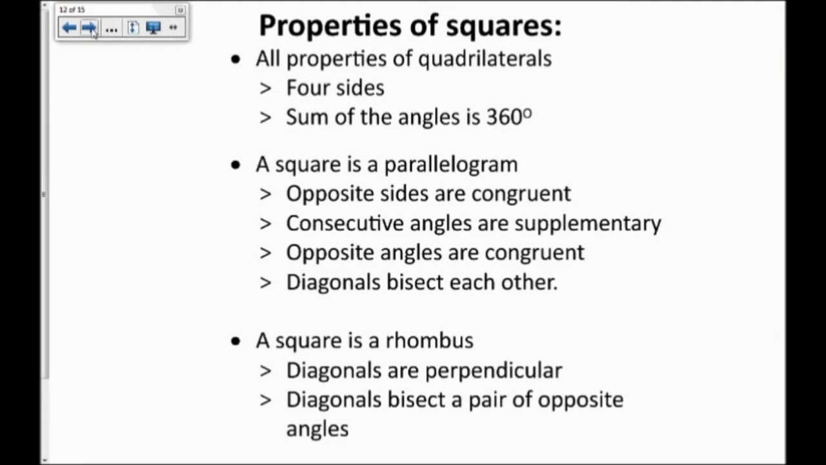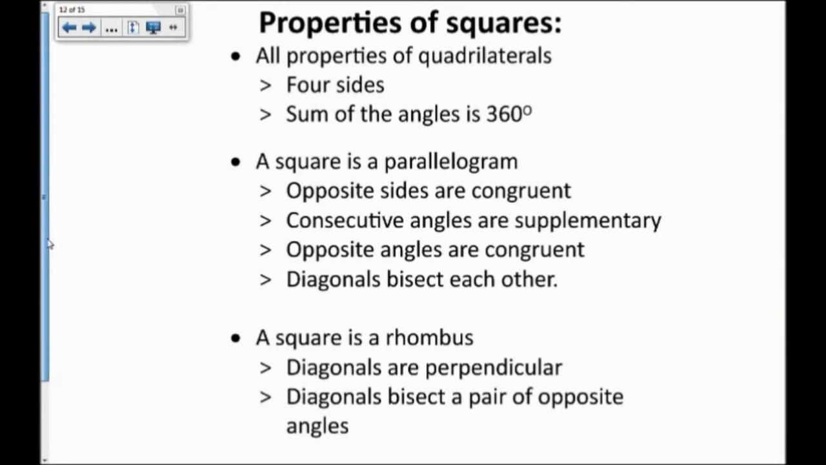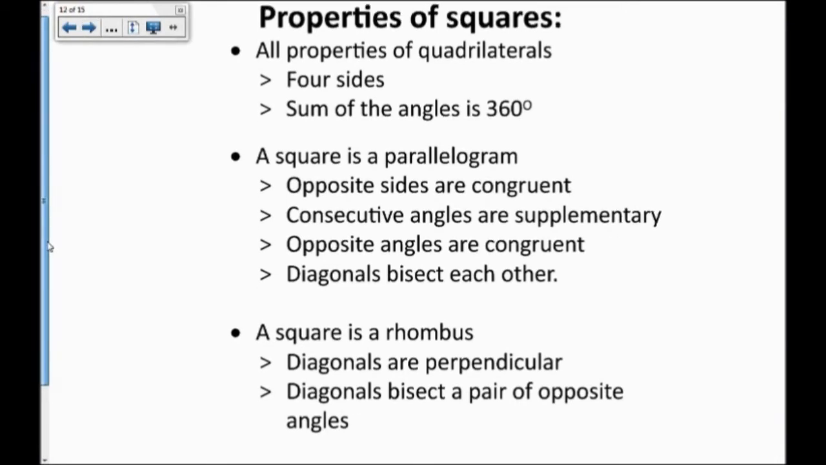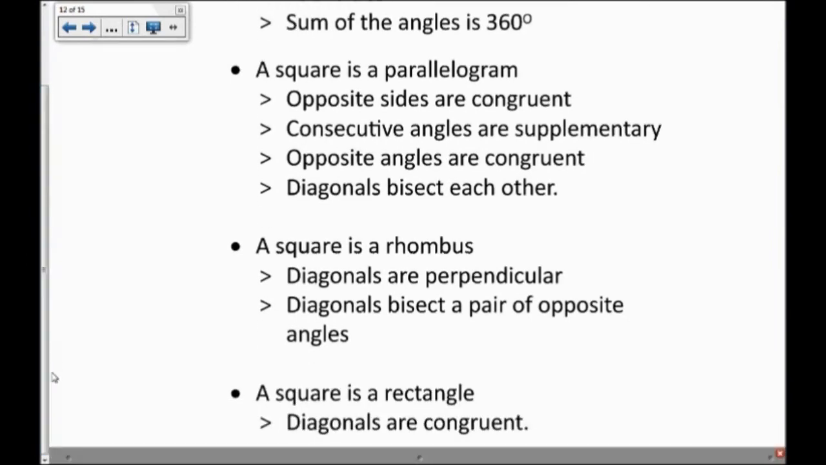So there are 4 sides. The sum of the interior angles is 360. The opposite sides are congruent. The consecutive angles are supplementary. Opposite angles are congruent. Diagonals bisect each other. A square is a rhombus, and so the diagonals are perpendicular, and the diagonals will bisect a pair of opposite angles. It's also a rectangle, so the diagonals are congruent.